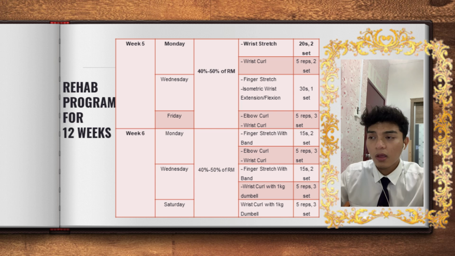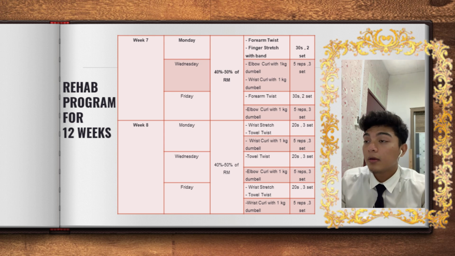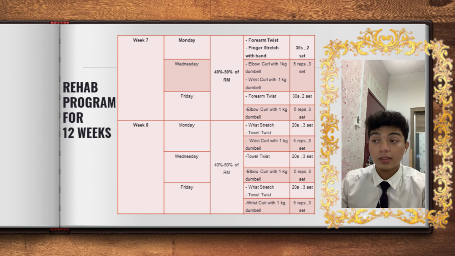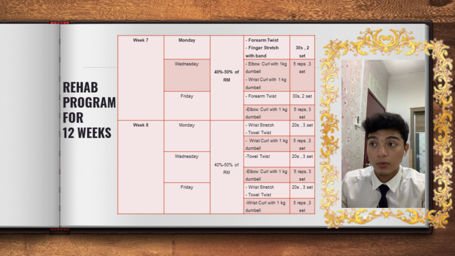Also, for the last day of week 6, wrist curl with 1 kilo dumbbell for 5 reps 3 sets. Okay, that's all for week 5 and week 6. Okay, we proceed to week 7. In week 7 we can see that the intensity is the same as week 6. In Monday, we have a new exercise which is forearm twist, and also we have a finger stretch with bend. For these two exercises we do 30 seconds for 2 sets.